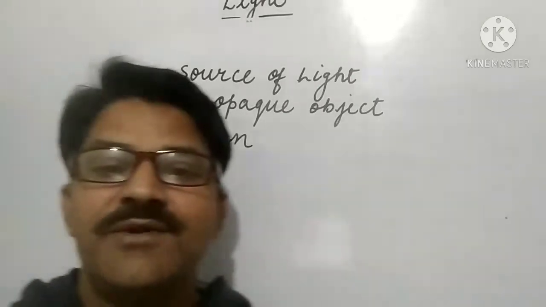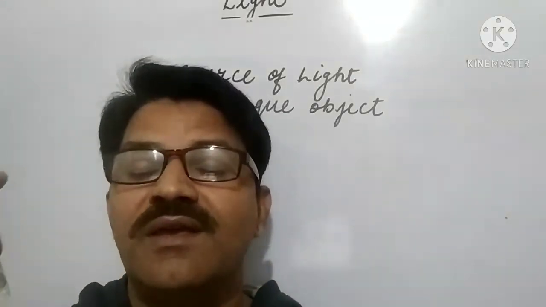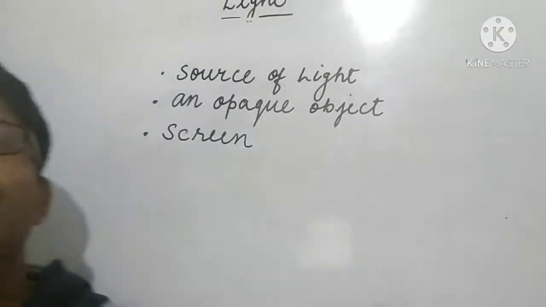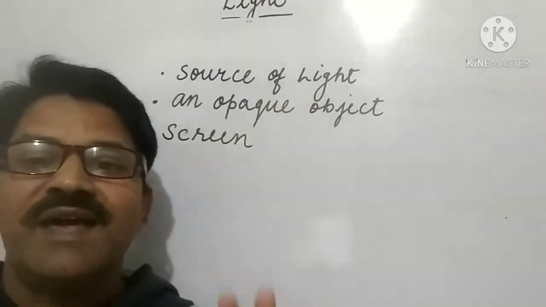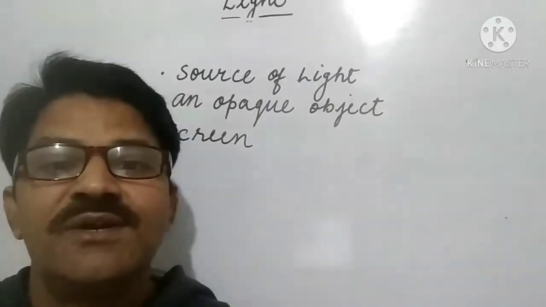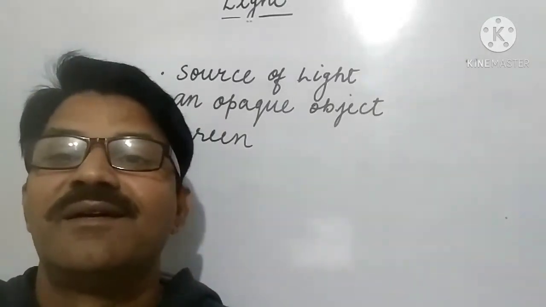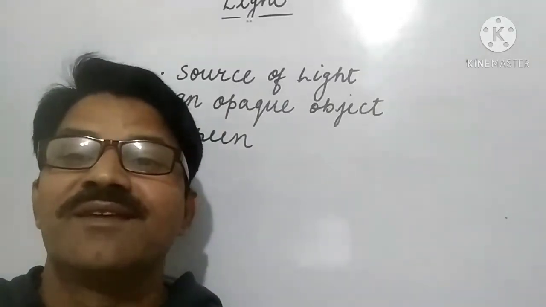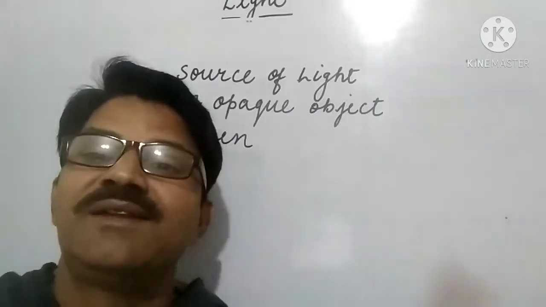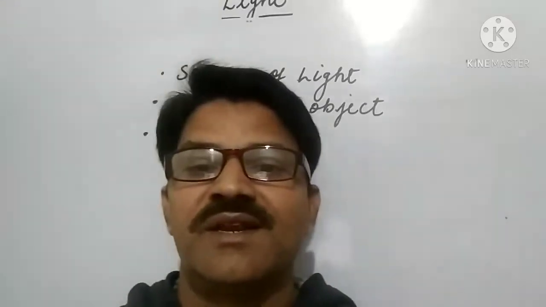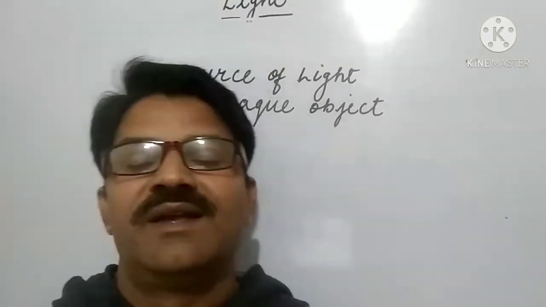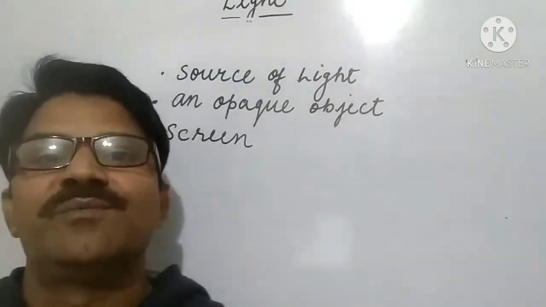A shadow cannot form if any of these is absent. If the source of light is absent, shadow will not form. This explains why we cannot see the shadow in the dark. हम dark में अपनी shadow नहीं देख सकते. This is the reason, because light is absent. It is only when light rays are obstructed by an opaque object that we get a shadow of the object.